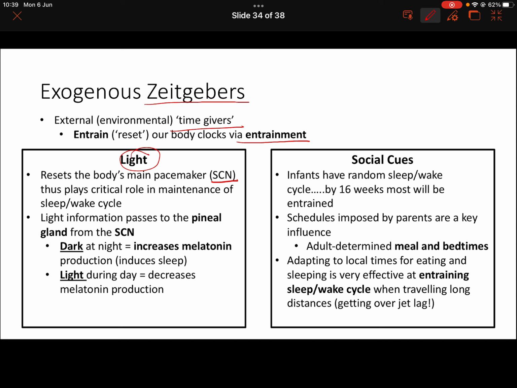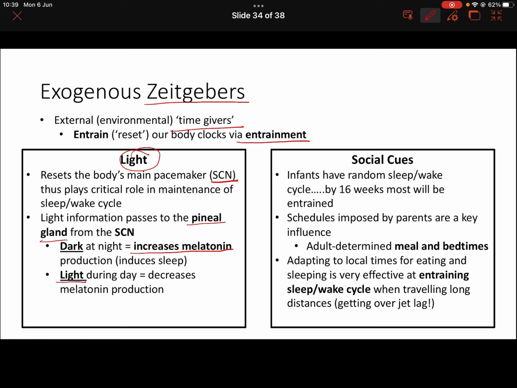As we saw from the diagram previously, light information passes via the SCN to the pineal gland, where if it is dark at night, the pineal gland will increase melatonin production to induce sleepiness, drowsiness. And during the day, that light information will decrease melatonin production to increase wakefulness.